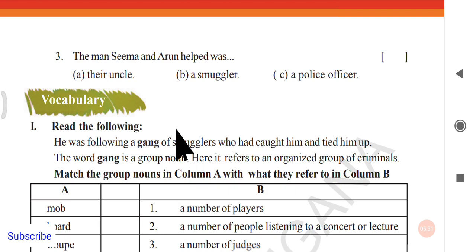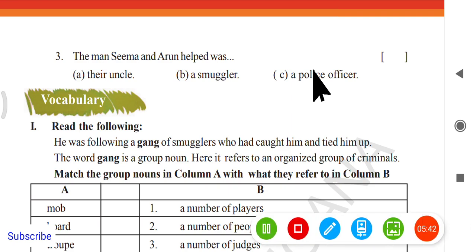Yeah, next we here have the third question. The man Seema and Arun helped was a police officer. Okay, so he was a police officer.